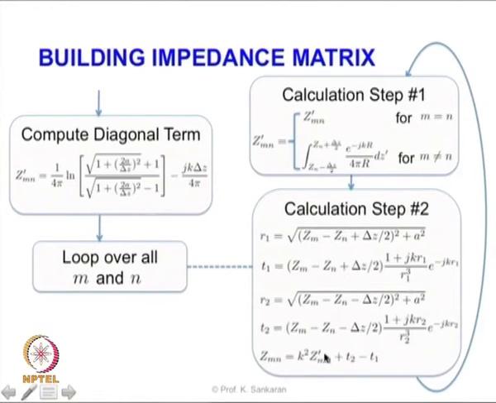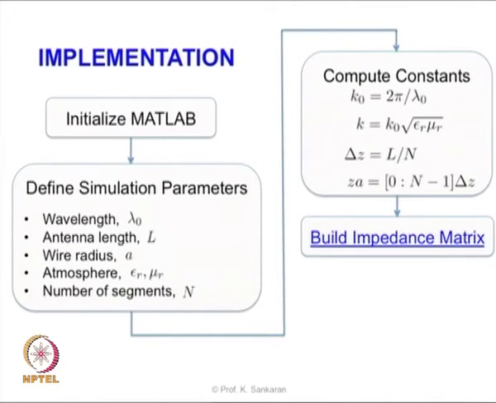From here we multiply it by k squared plus t2 minus t1. Here what we are taking into account is the time for the propagation from the point we are interested in, r1, and here the time t2 is for r2. Once we have done that, we have constructed the entire zmn impedance matrix.